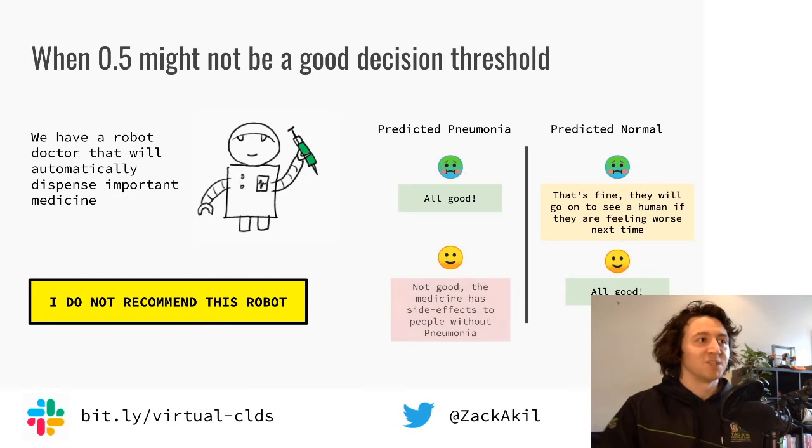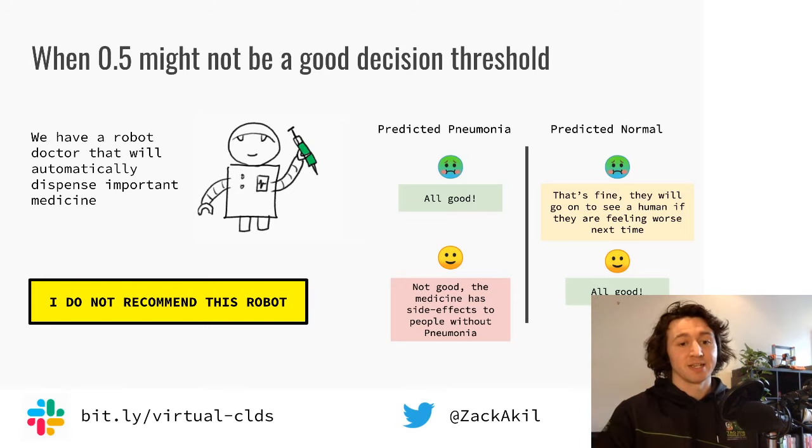Now we consider what happens if they get predicted with pneumonia, but they don't actually have pneumonia. Okay, this is terrible in this instance because it turns out the medicine that the robot would automatically administer has side effects and stuff. So in this case, that's bad. So we say if you predict them to have pneumonia and they don't, that's very, very bad.